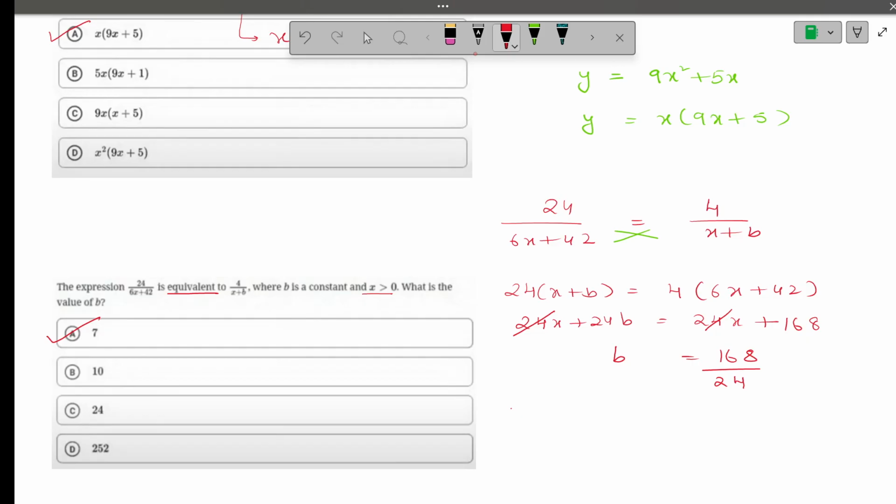Now here it took you around 20 to 30 seconds, but you can do this question on DESMOS, and on DESMOS there will be no chance of making a mistake. Like here, if you're solving an equation, there are chances of making a mistake, but on DESMOS there will be no scope of making any kind of mistake. So all you have to do is just plot y is equal to 24 over 6x plus 42 and plot y is equal to 4 over x plus b. So let's do that first.